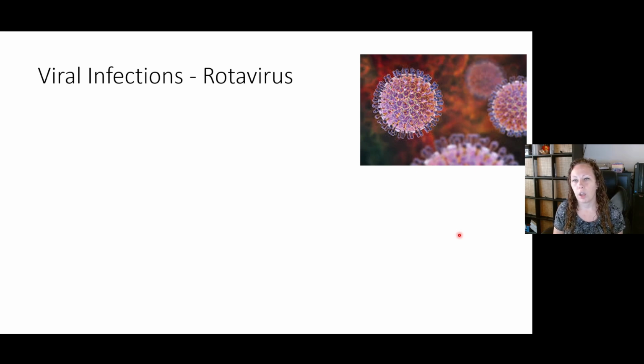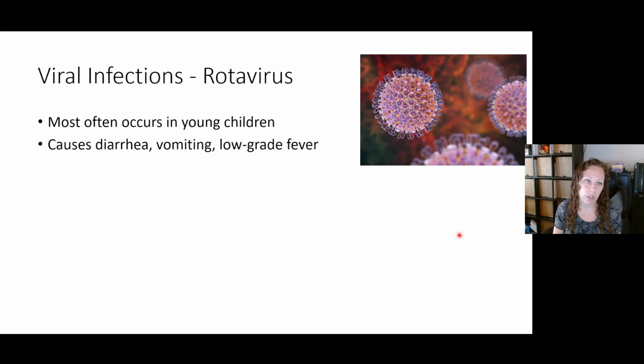So there are 3 viral infections that we are going to focus on in this chapter. The first one is rotavirus. Most often this occurs in young children. It's pretty mild. It causes diarrhea, vomiting, low-grade fever. It's not common for it to cause severe issues that require hospitalization or death. But there is a vaccine for it. And after I just told you it's pretty mild, you probably wonder, why is there a vaccine for it? And I wonder that too. Okay.